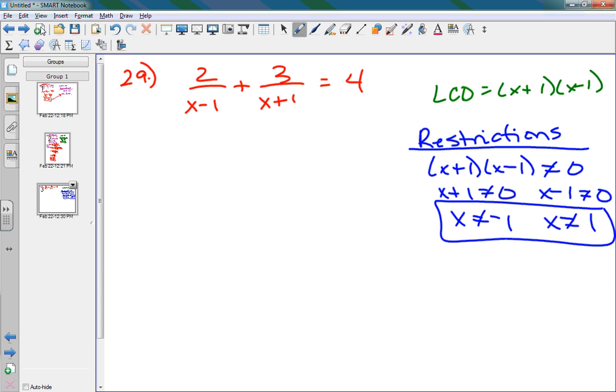And if I get -1 or 1, I have to do what with them? Cross them off and say it's not possible. Do we understand that? So now I have my restrictions, and I have my least common denominator. What do I do? Times it all by the denominators. I'm going to multiply this entire thing by x plus 1 and x minus 1.